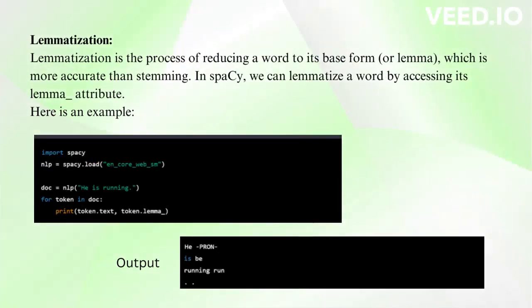Lemmatization. Lemmatization is the process of reducing a word to its base form, which is more accurate than stemming. In spaCy, we can lemmatize a word by accessing its lemma attribute. Here is an example.